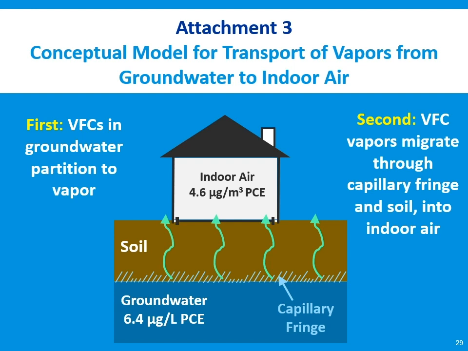The contaminant migration involves 2 steps. First, the vapor-forming compounds have to partition out of groundwater into the vapor phase. Second, the vapors have to migrate from the capillary fringe to the building. For this example, we're going to assume the tetrachloroethylene concentrations in shallowest groundwater are 6.4 micrograms per liter. The calculations will show that the corresponding indoor air concentrations for the tetrachloroethylene are 4.6 micrograms per cubic meter.